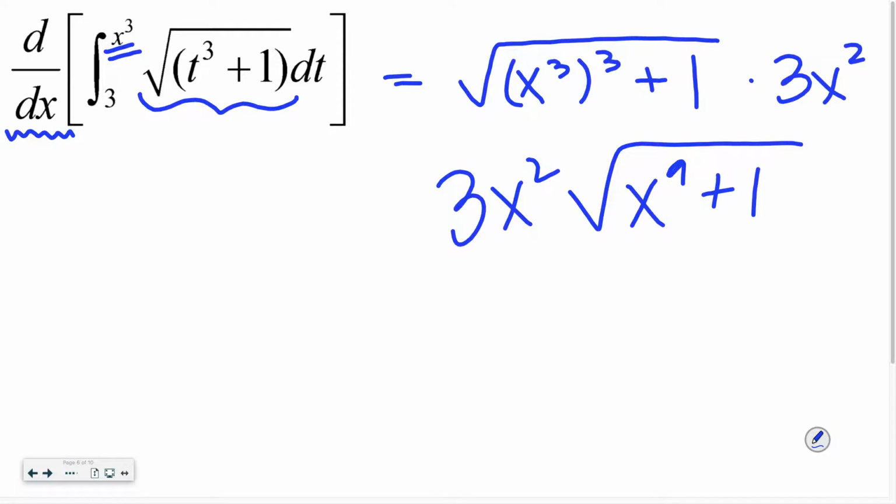Since we have something other than x inside, in this case it's the limit of integration, we have to use the chain rule.